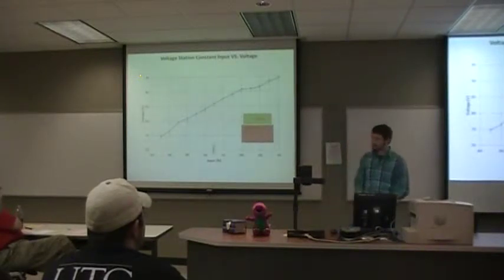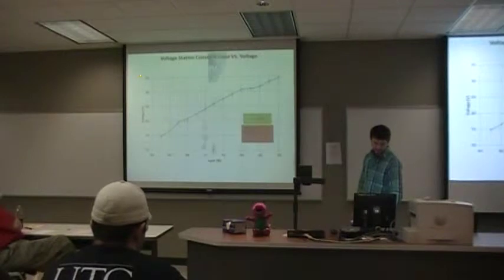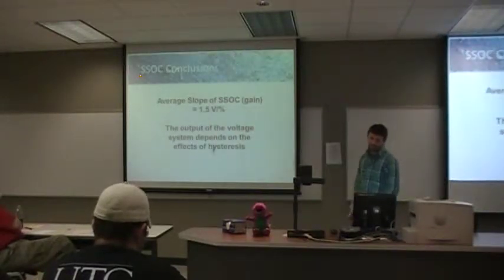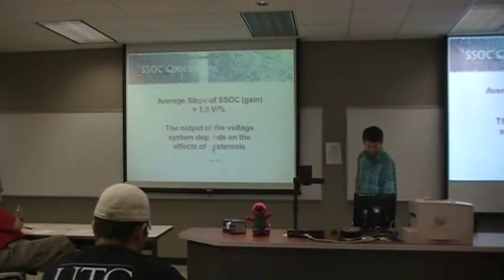Here you see our steady state operating curve. Not too bad. The average slope is 1.5 volts per percent. It's also our gain. The output of the voltage system depends on the effects of hysteresis. And let me explain this a little bit.